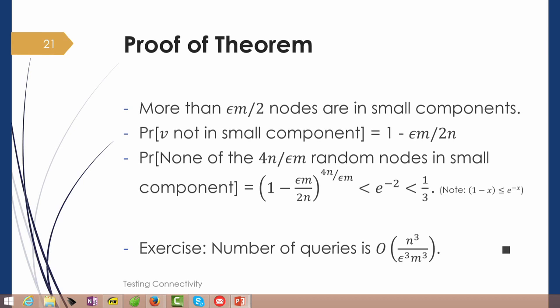So, just recall, more than epsilon m by 2 components are small components, and each of these small components must have at least one node. Each one of these must have at least one node. So, what is the probability of a randomly chosen vertex V not being in a small component? Well, it must be at most 1 minus epsilon m by 2n.